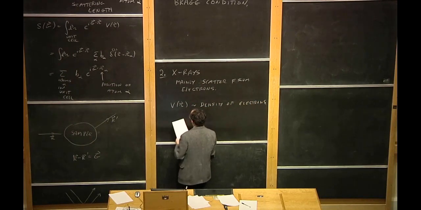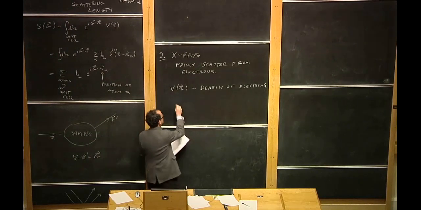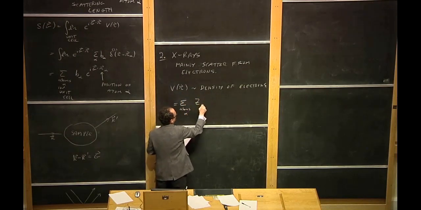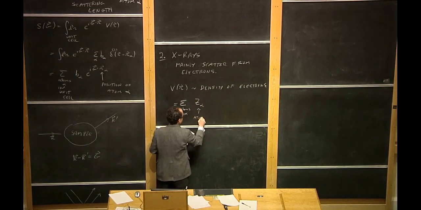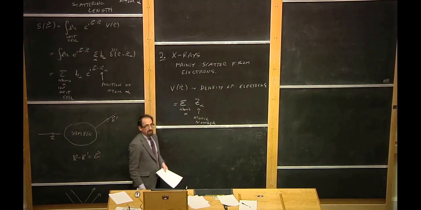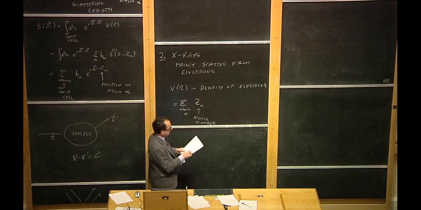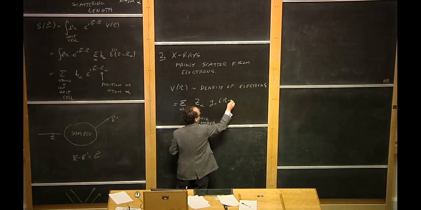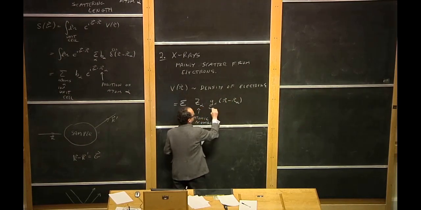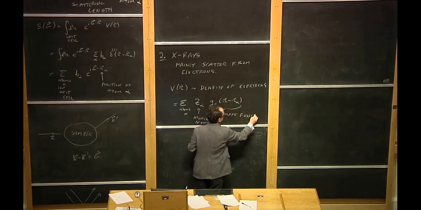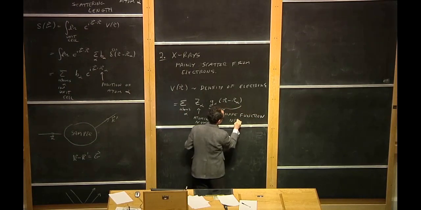So what's the density of electrons? Well, we can write an approximate expression for the density of electrons, which we'll write as the sum over atoms alpha of Z sub alpha, Z here being the atomic number of atom alpha, the number of electrons in the atom, also the number of protons in the atom, times some function, which I'll call G sub alpha of r minus r alpha, which we can call a shape function, which is normalized, so its integral is 1.